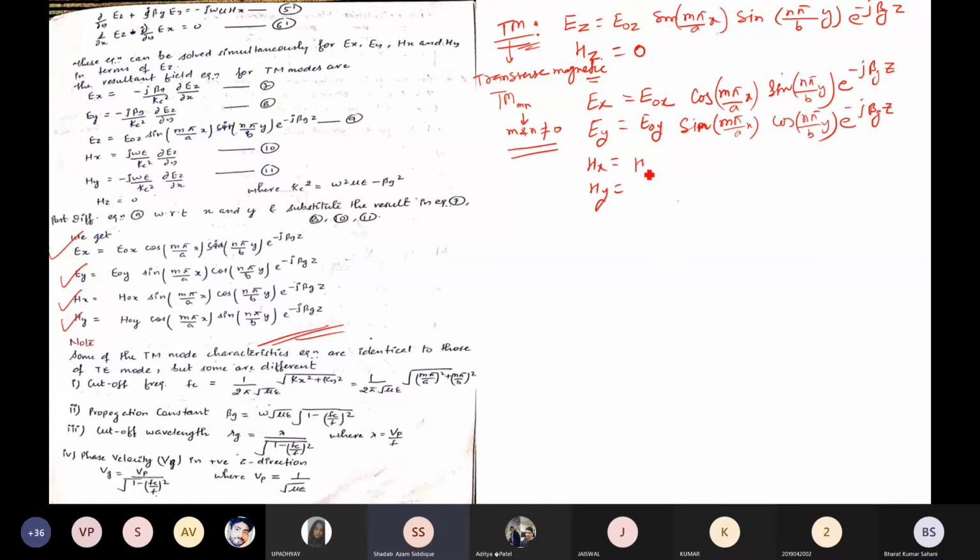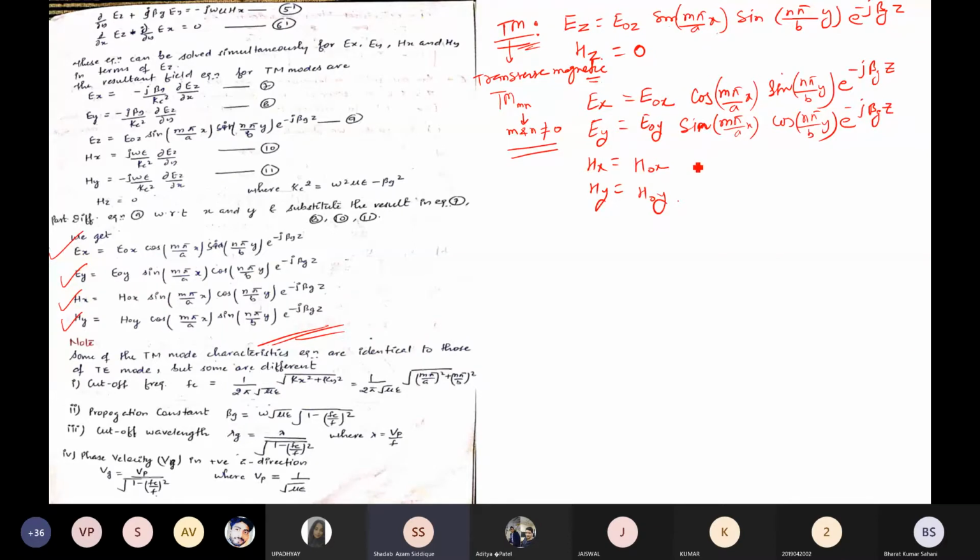Now, if you write Hx, that will be written as H naught x. This is H naught y. I don't have Hz. Hz is zero. I cannot take differentiation of this Hz, and I cannot write Hz directly here, because that component will be zero. So we cannot write Hz from this differentiation. So Hx, I'll take from here, but that will be opposite. If you take the x component, you will differentiate y. If you want to write the y component, you just differentiate the x component.